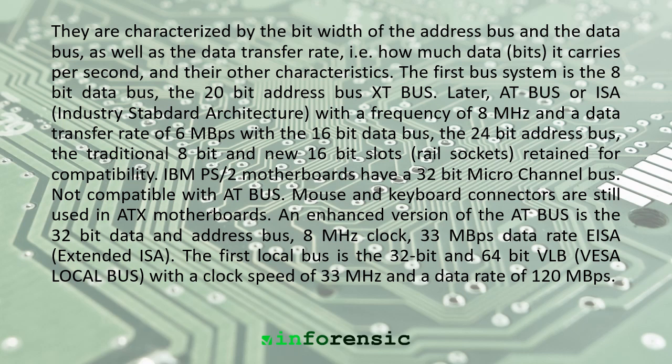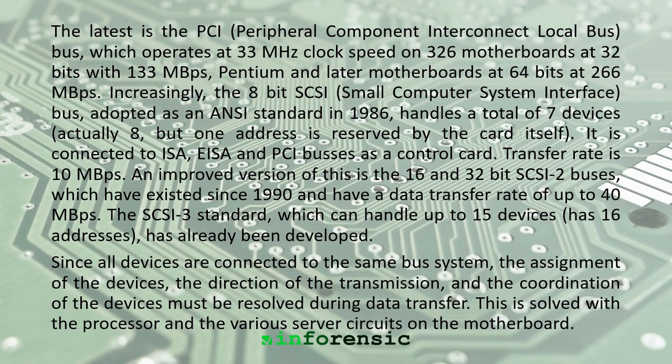An enhanced version of the AT bus is the 32-bit data and address bus, 8 MHz clock, 33 Mbps data rate, EISA, extended ISA. The first local bus is the 32-bit and 64-bit VLB, VESA local bus, with a clock speed of 33 MHz and a data rate of 120 Mbps. The latest is the PCI, Peripheral Component Interconnect local bus, which operates at 33 MHz clock speed on 386 motherboards at 32 bits with 133 Mbps, Pentium and later motherboards at 64 bits at 266 Mbps.